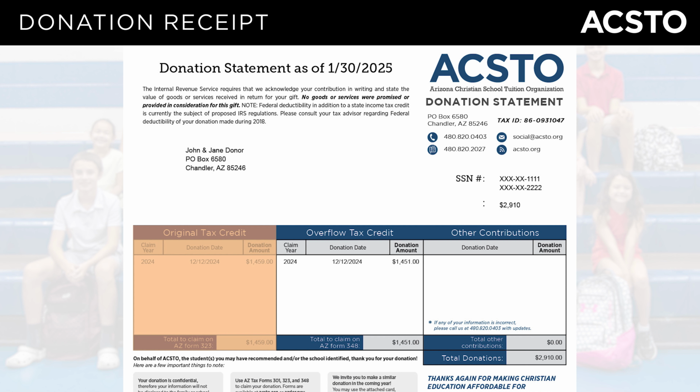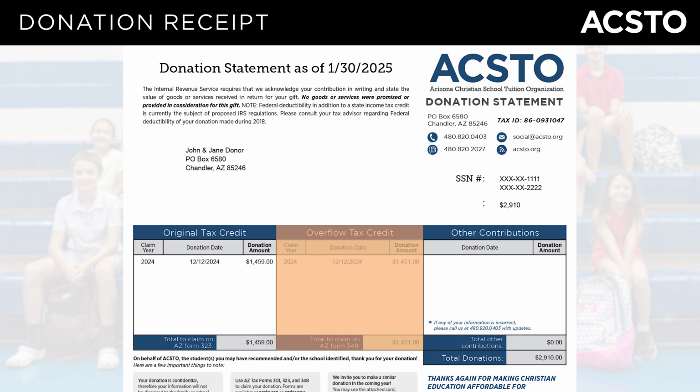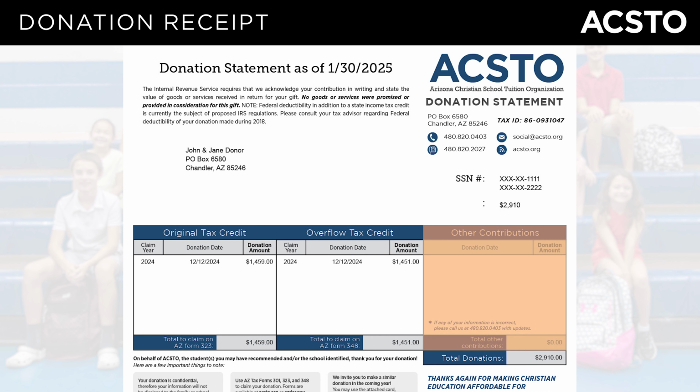The original column is the individual private school tax credit. If you've donated enough to maximize what you're allowed to claim for the original, the extra amount overflows into the overflow column, also known as the switcher tax credit. If you donate more than the maximum for both of these tax credits, or if you're simply donating as a charitable gift, that falls into the third column called Other Contributions.